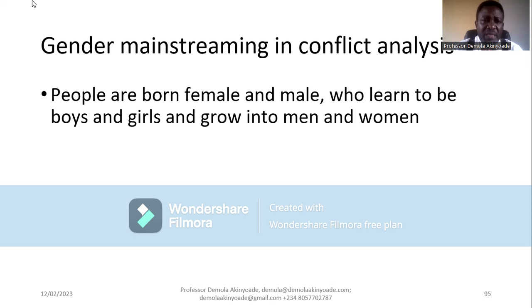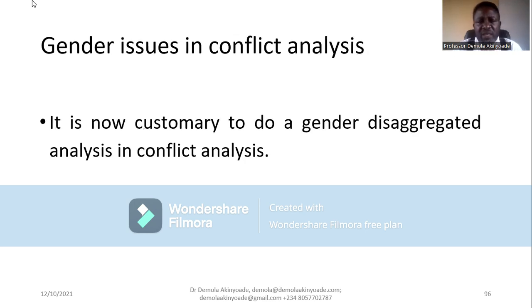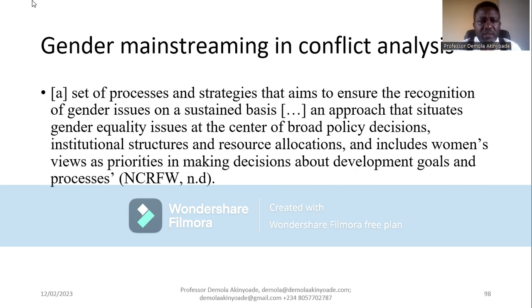So we want to ensure that as much as possible, both male and female are represented when you are collecting your information. That is the idea of gender mainstreaming in conflict analysis. If you don't do this, you will be depriving your analysis of information from at least half of the population. You won't get females' perspective. But to have a rich analysis, male and female perspective must be reflected in our analysis.